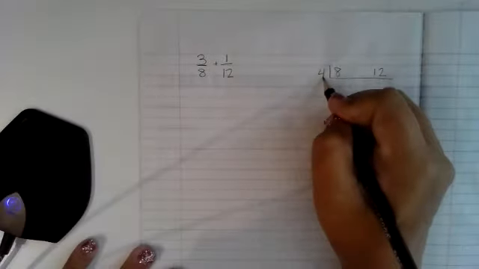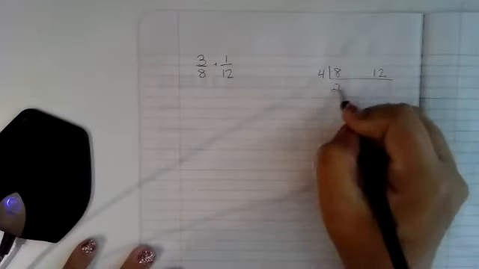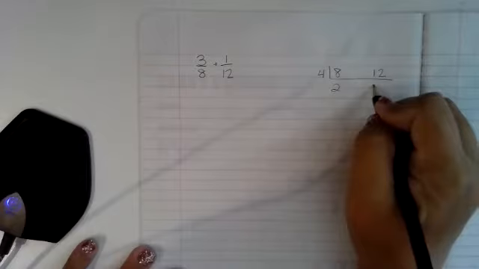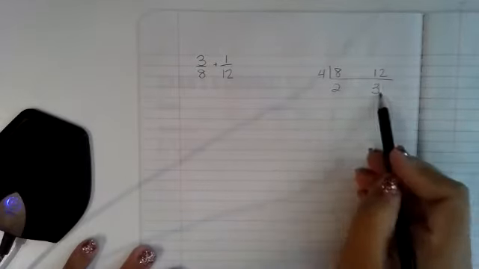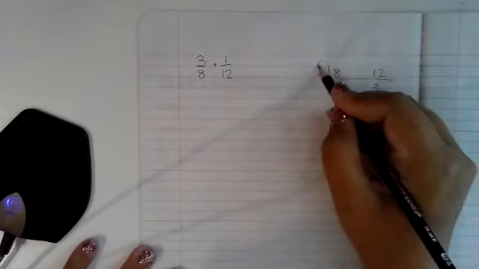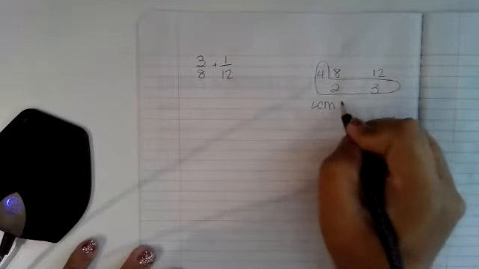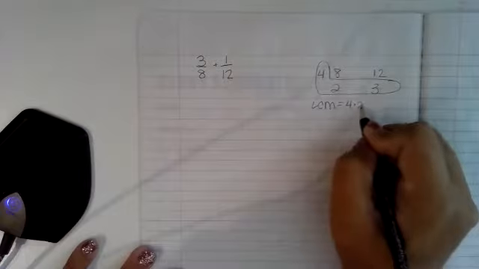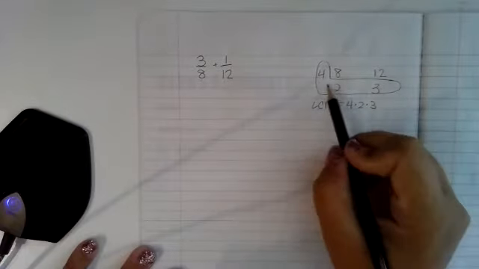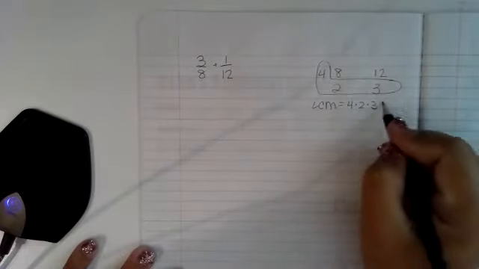It would be 4. 8 divided by 4 is 2. 12 divided by 4 is 3. These do not have anything in common, so I circle my giant L. Then I say my least common multiple is equal to 4 times 2 times 3. So I'm multiplying everything in this L, which ends up creating 24.